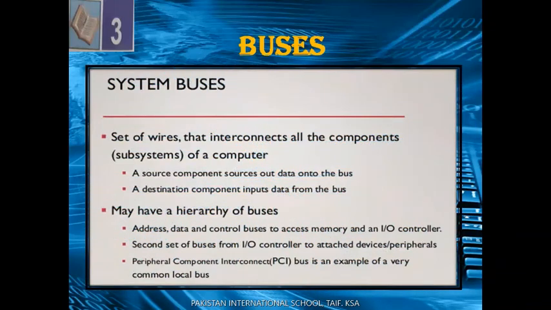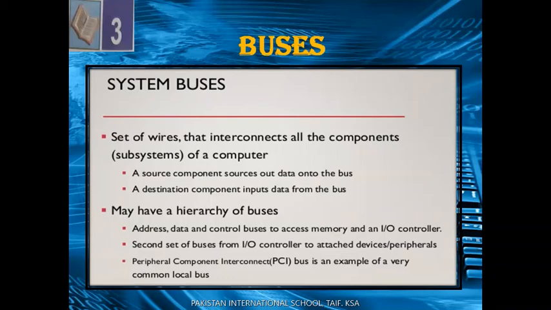System bus. As we discussed in the earlier slides, the combination of data bus, address bus, and control bus is called a system bus. It's a complete transportation system inside the CPU. It is a set of wires that interconnects all the components and subsystems of a computer. A source component sends data out onto the bus. A destination component inputs data from the bus.